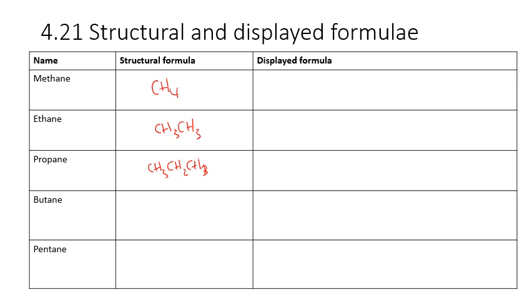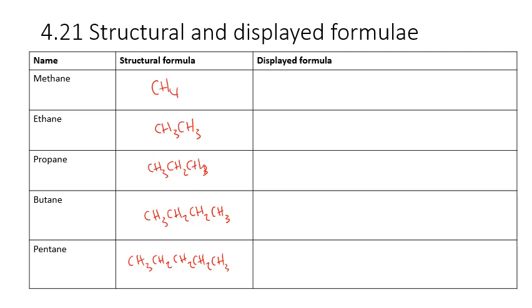For butane, we've got 4 carbons, and you can see the pattern continues. We start off with a CH3, we add a CH2, a second CH2, and then a CH3 on the end. And pentane is one larger, so it's CH3, CH2, CH2, CH2, and ending with a CH3.